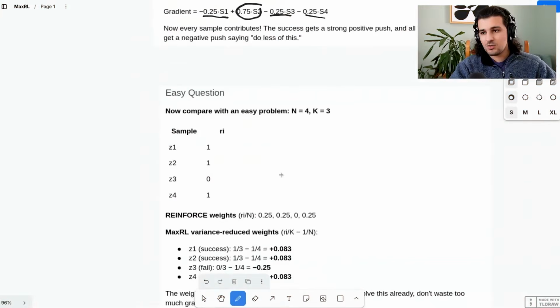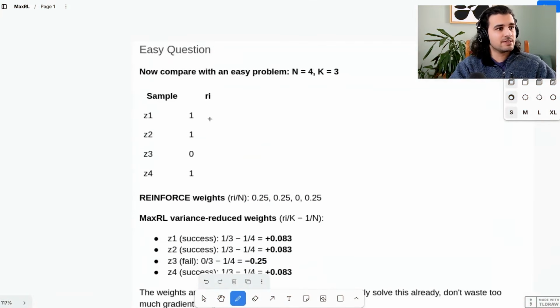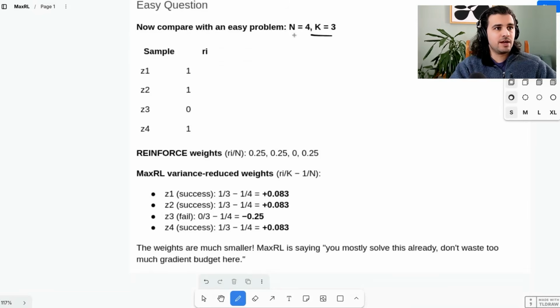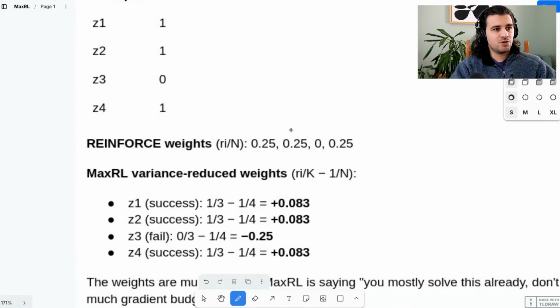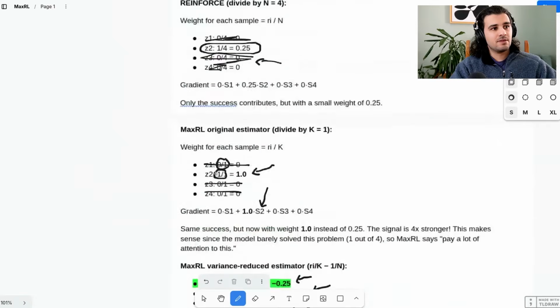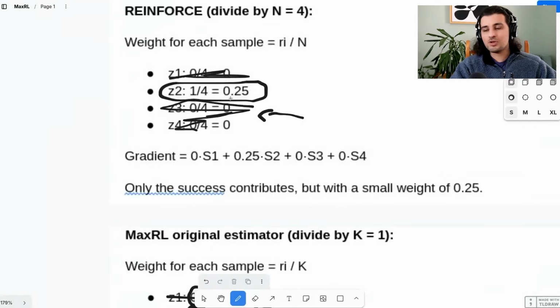If you have an easy question now, what you get is interesting because you get 1, 1, 0, 1. So this one is technically easy. Your k is equal to 3, your n is equal to 4. REINFORCE will give you this, right? It's easy, so the success, you learn a bit from it. For REINFORCE, the gradients are still as big as before. They don't matter, right? You see here, you have 0.25, right?